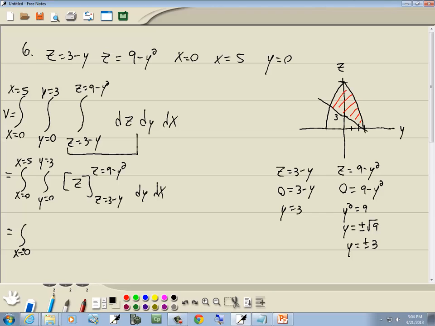Let's see, x equals 0 to x equals 5. Y is equal to 0 to y is equal to 3. Well, now we'll plug these values in. So I'm going to plug in 9 minus y squared for the z. So we've got 9 minus y squared minus, and now put parentheses because that changes the sign of everything that follows it. And I'll plug in the 3 minus y for the z. dy dx.